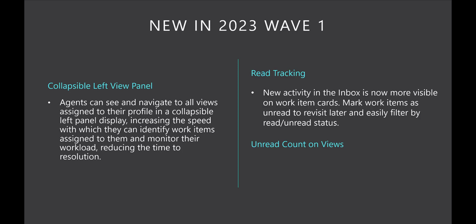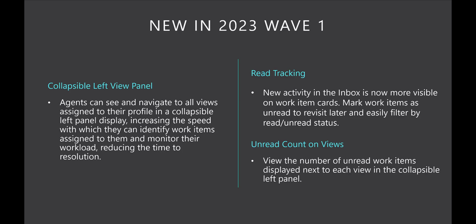With the addition of read tracking, new activity in inbox is now more visible on work item cards. Users can now see which items they've already viewed, mark work items as unread to revisit later, and easily filter by read unread status. Additionally, the count of unread work items will be displayed beside the view titles in the collapsible left panel. Now, let's see how these features work in action.